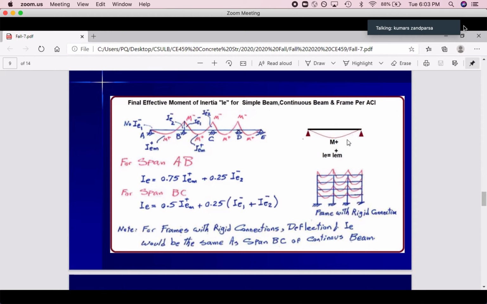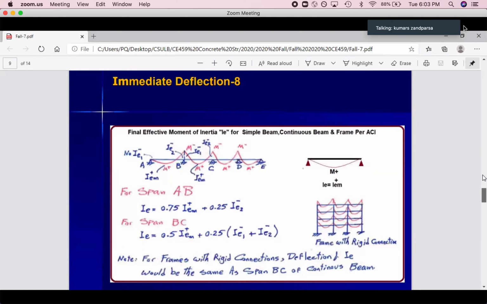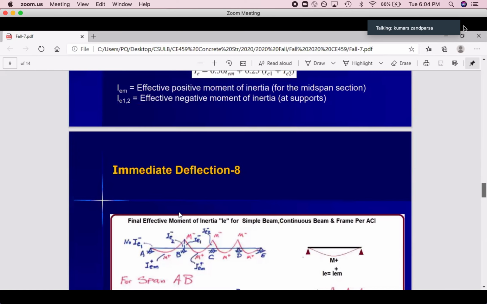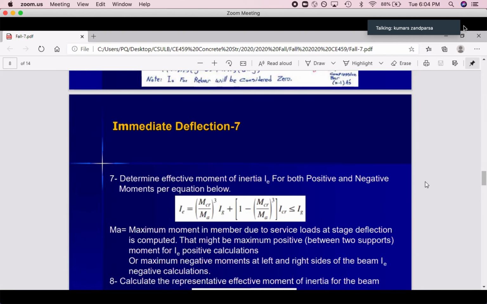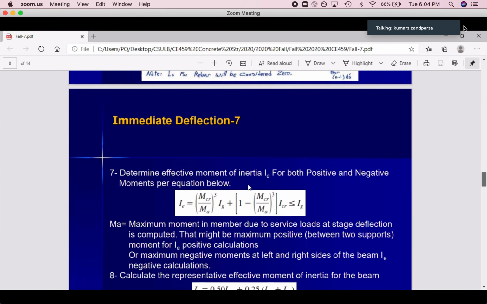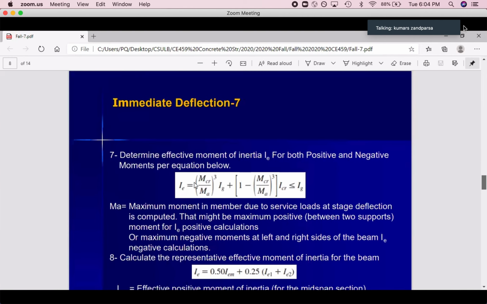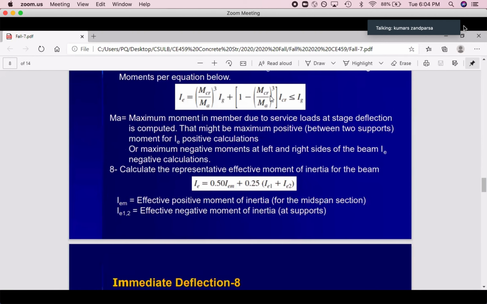But for a simply supported beam, you have just one IE, which is equal to IEM. That's it. You don't need to go to this equation anymore. You just go to this equation and find that IE. That IE is your final IE because there is just one IE. So there is no need to combine different IEs to find one IE. If you have just one positive moment, this equation is your final one and will give you the final IE.